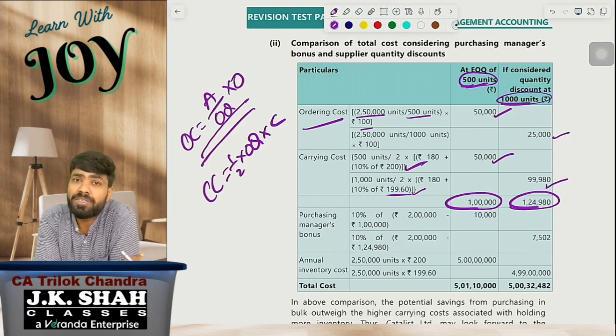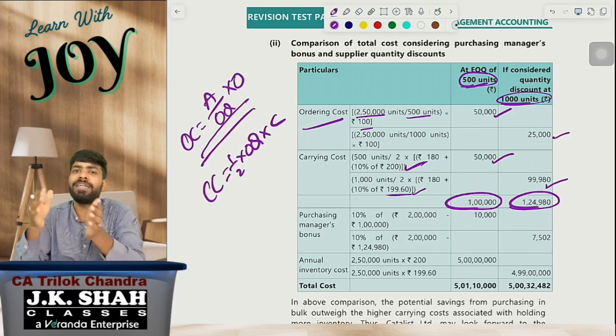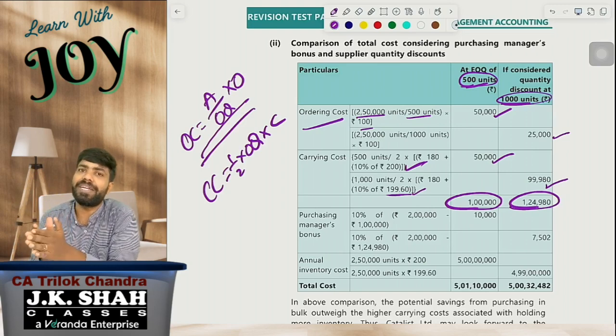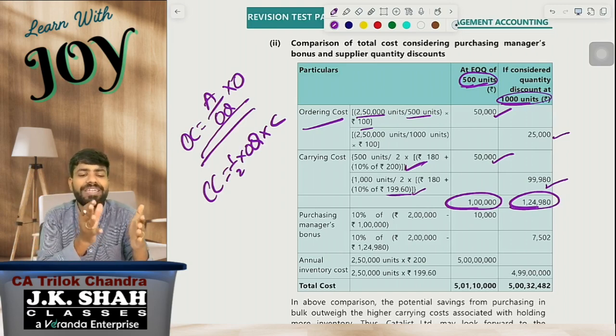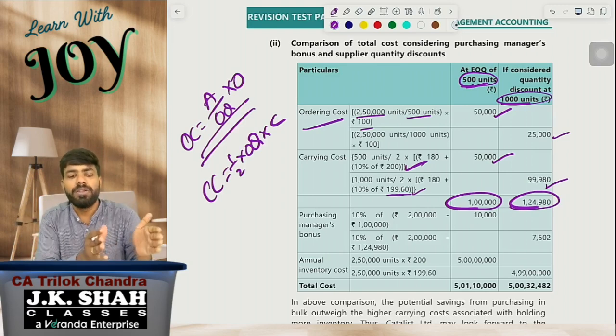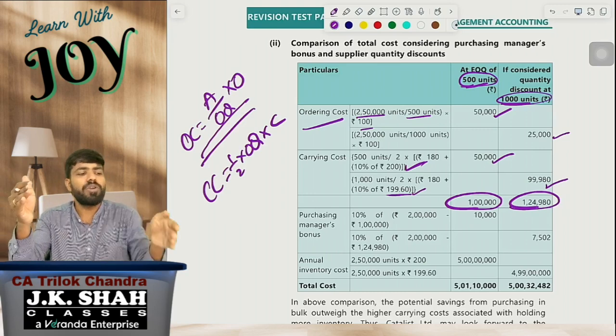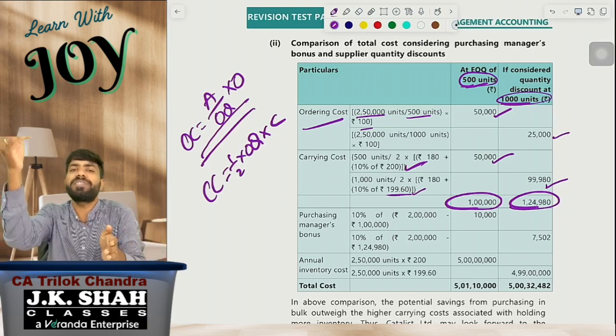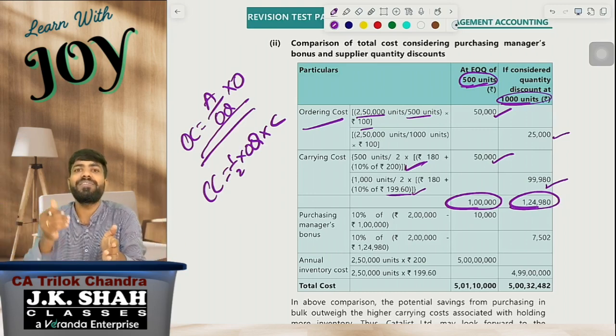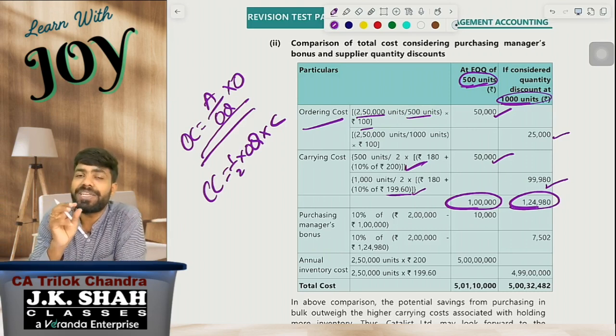Now we need to calculate bonus. What is bonus? The maximum is 2 lakh rupees. Within that, whatever the cost incurred and cost saved. Listen. 2 lakhs is the maximum cost permitted. Now we need to take the total of ordering cost and carrying cost. Now we'll compare 2 lakhs and the total of ordering cost and carrying cost. Whatever the cost saved, on such amount 10% bonus.